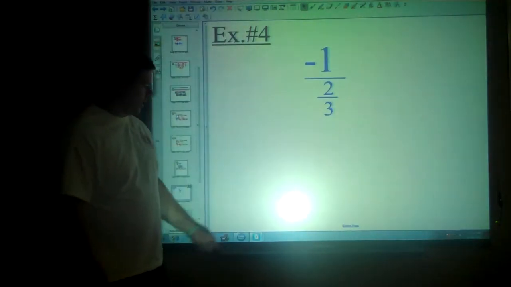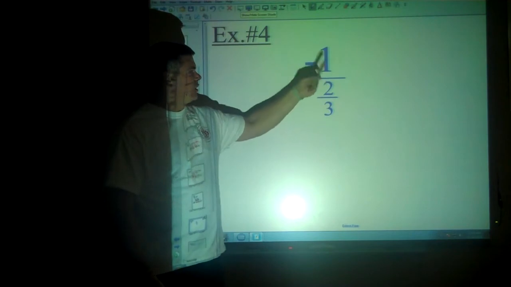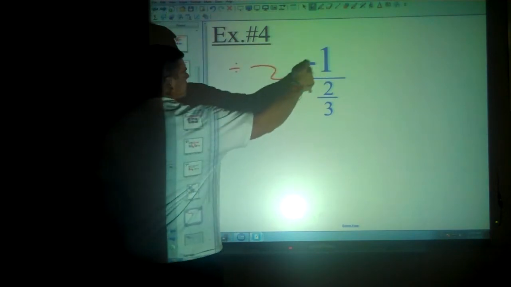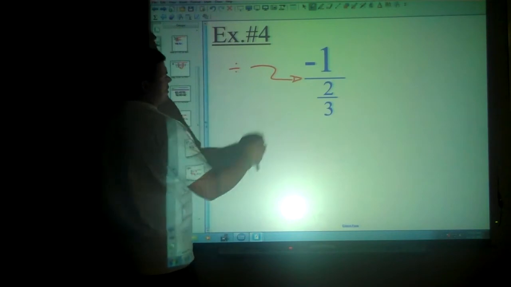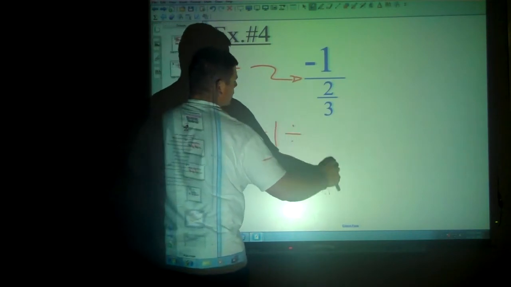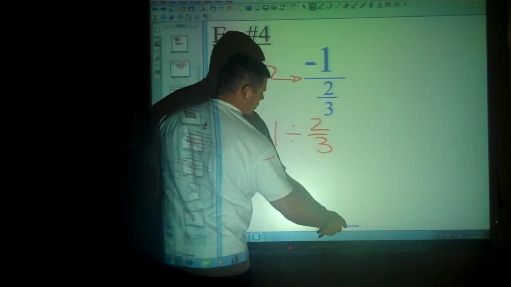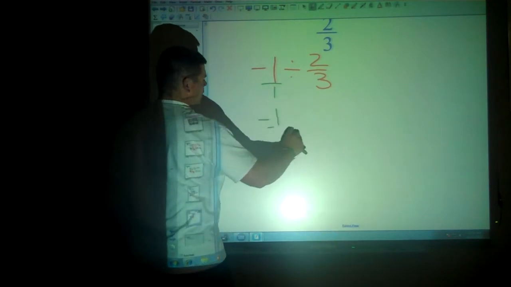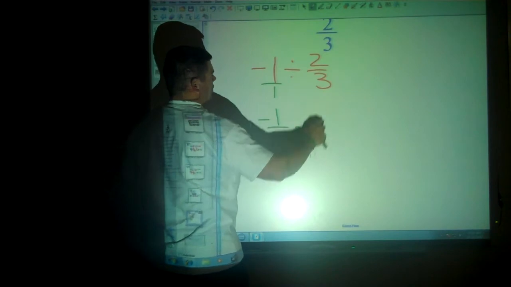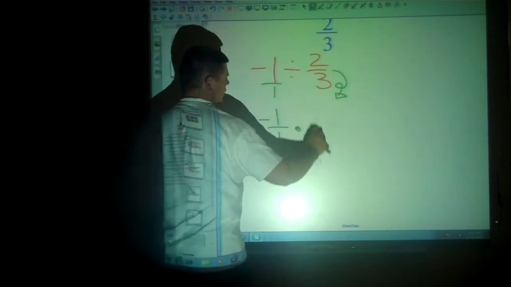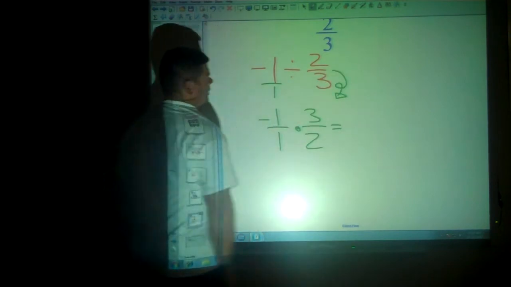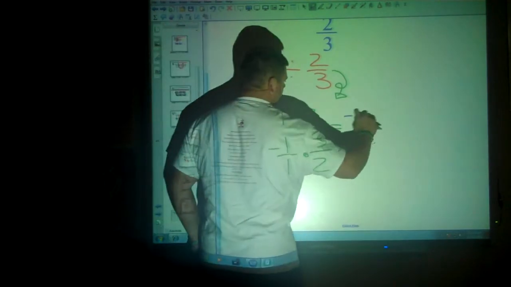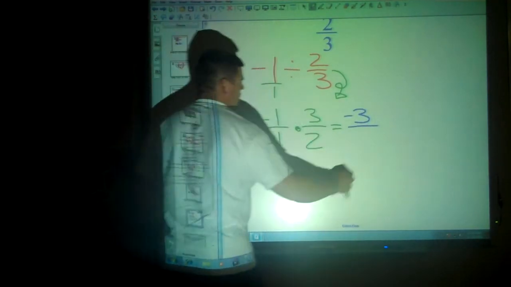Another complex fraction, a fraction inside a fraction. This line right here means division, so you have negative 1 being divided by 2/3. We're going to make that negative 1 over 1. We're going to make that multiplication, and we're going to flip this over and make it 3 over 2. Now the fractions multiply straight across. Negative 1 times 3 is negative 3. 1 times 2 is 2.